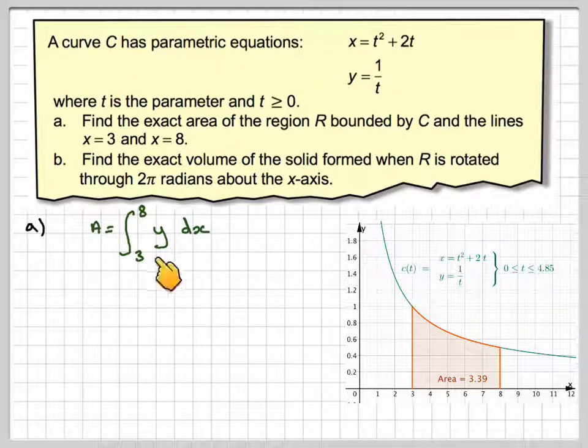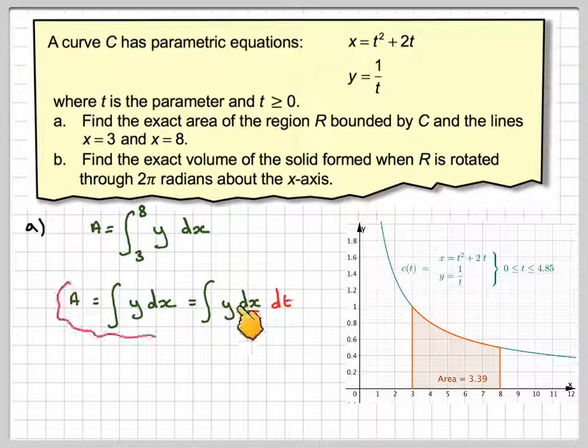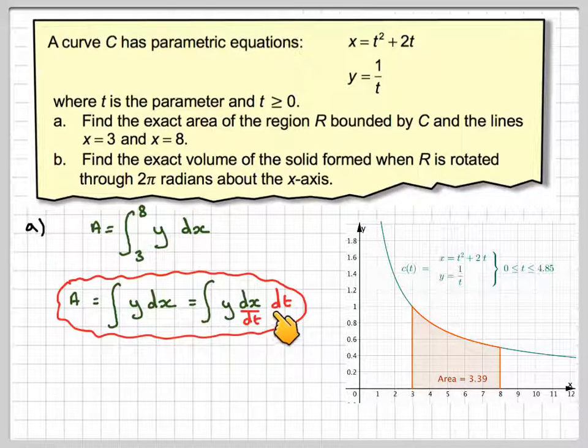So the area will be the integral from 3 to 8 of y dx. Now we haven't got the curve in terms of y, we've got x and y in terms of t. So we can have y, and then do dx/dt using the chain rule, and therefore we don't have to find an explicit curve in terms of y is equal to. If we do that, we have to change the limits, because these are limits of x and we need limits of t.